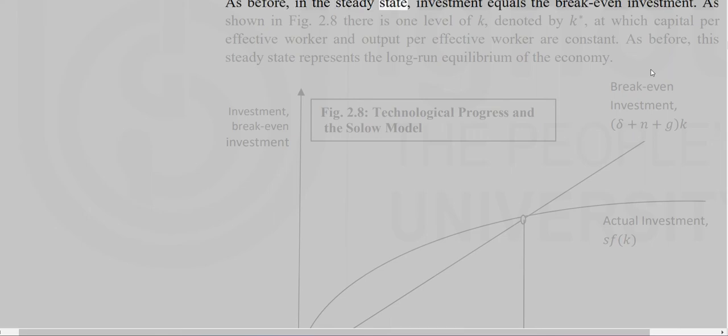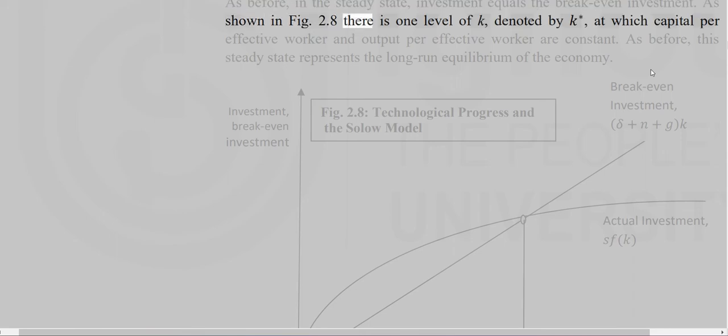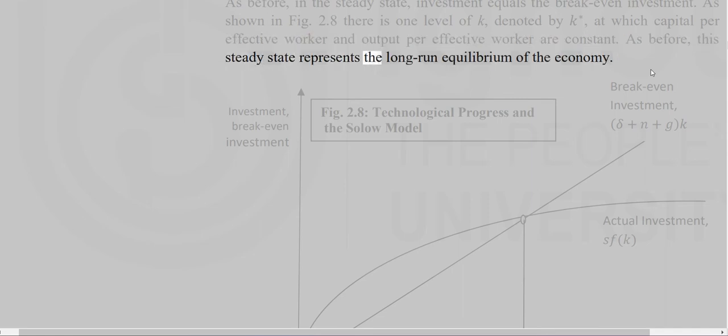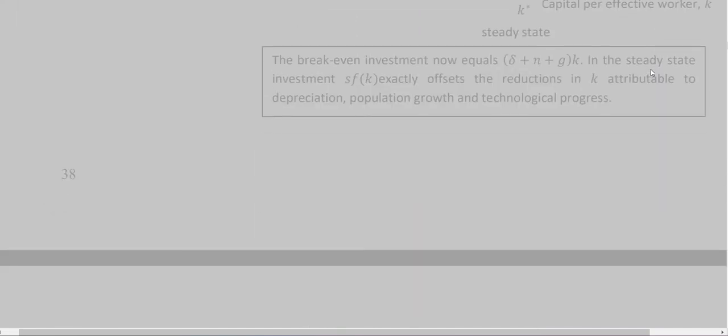As before, in the steady state, investment equals the break-even investment. As shown in Figure 2.8, there is one level of k, denoted by k*, at which capital per effective worker and output per effective worker are constant. As before, this steady state represents the long-run equilibrium of the economy. Figure 2.8, technological progress and the Solow model. Capital per effective worker.